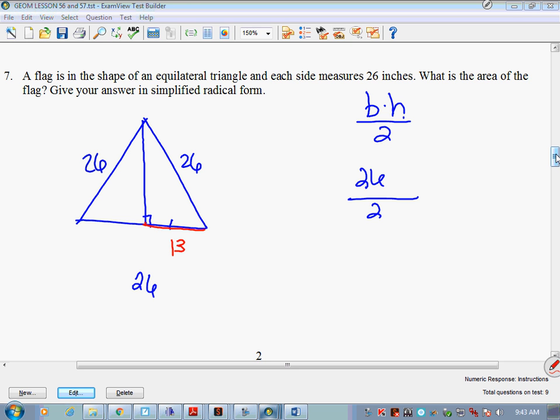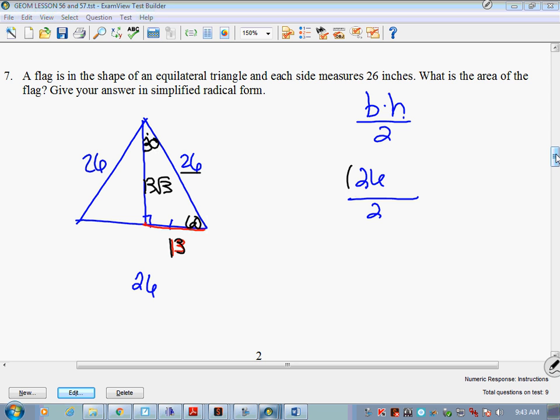Do I know my angles? What is this angle right here? 60. What is this angle up here? 30, because it bisected it, right? So if I know that this is 13, and this is 26, what is my height? 13 radical 3. Awesome. 13 radical 3.